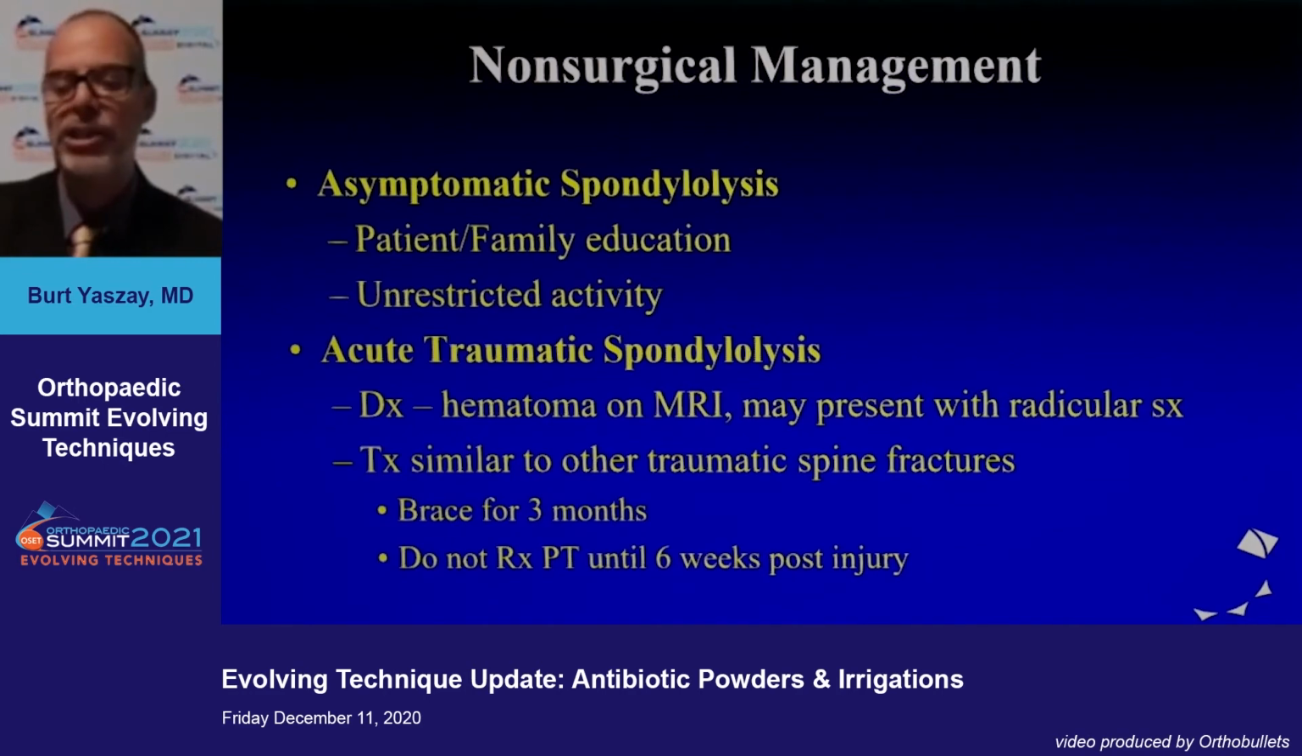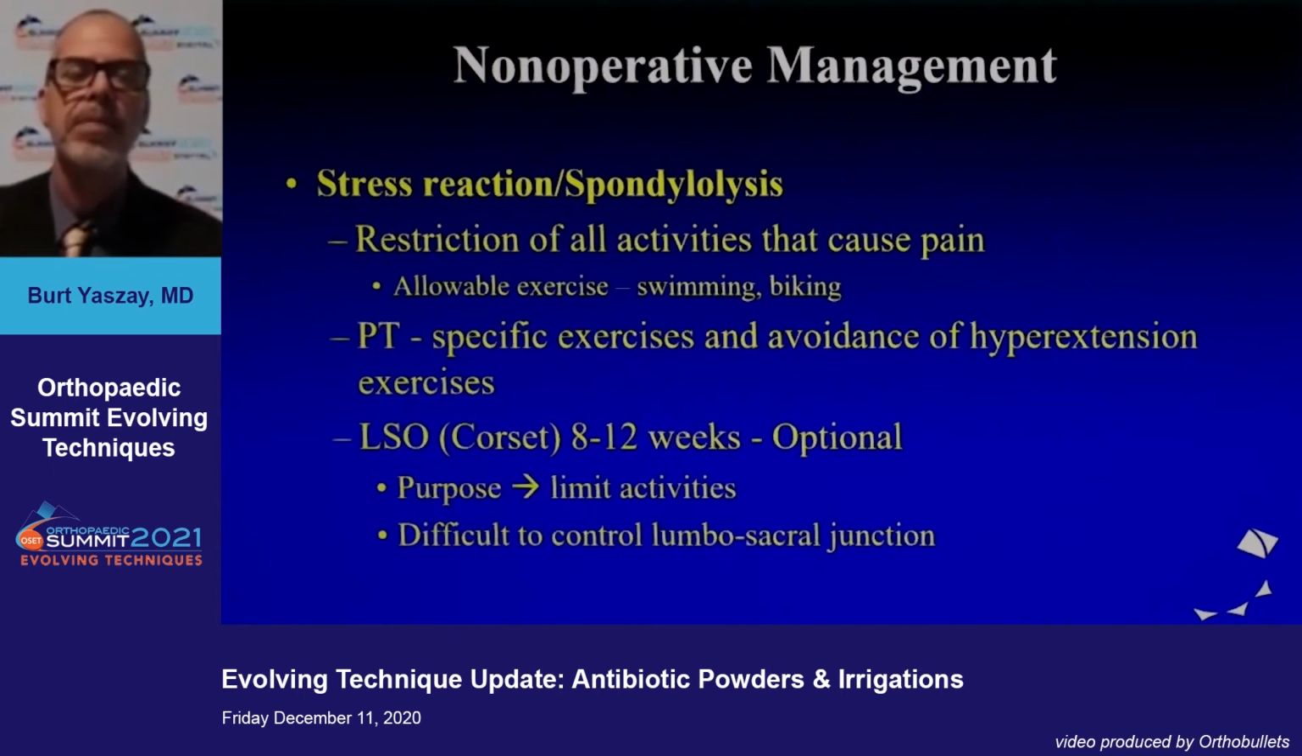And it's this hematoma actually that I found that can present with radicular symptoms that do typically resolve as the fracture heals. Because again, that hematoma may actually be in the foramen underneath it. What's the treatment? I actually treat it similar to other traumatic spine fractures, so I'll typically brace for 3 months. I don't jump on the physical therapy that we'll go into in the non-acute. I'll typically wait for physical therapy until about 6 weeks post-injury to allow for some healing to occur.